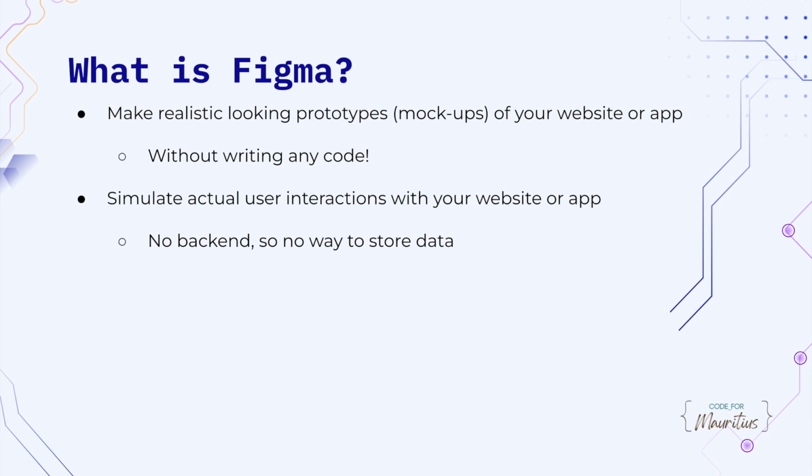So there's no backend. Any data you enter, nothing is stored. There's no code running in the background. It's literally just switching between different pictures, but it gives your users an idea of what the experience of using your app would be like without you needing to put in all the effort of coding up an app.